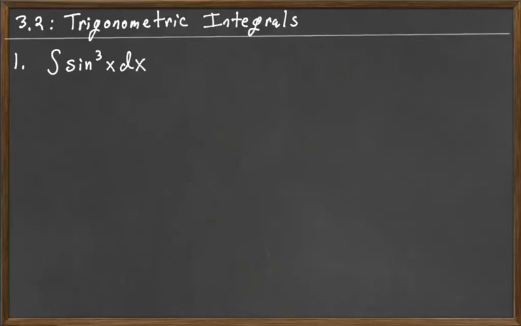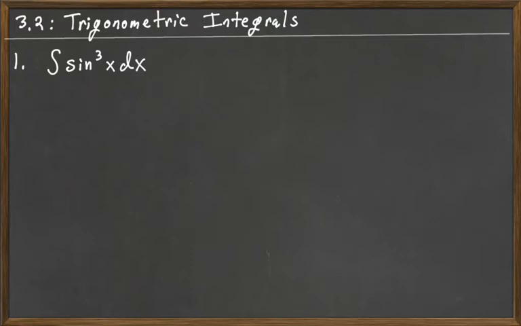All right, in this section we're going to be looking at trigonometric integrals. The primary technique is going to be u substitution. There might be a little bit of integration by parts, and then use of Pythagorean identities and a couple other trigonometric identities.